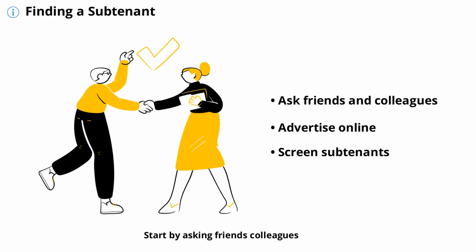Finding a trustworthy subtenant is crucial for a successful sublease. Start by asking friends, colleagues, or classmates if they know anyone looking for a place. You can also use online platforms or community boards to advertise the sublease. Be sure to screen potential subtenants carefully, checking references and credit history to ensure they are reliable and responsible.